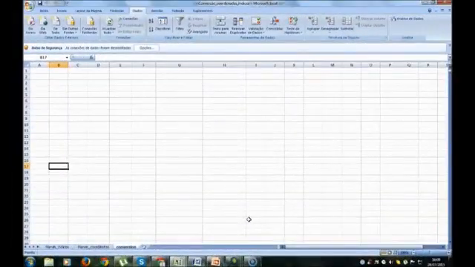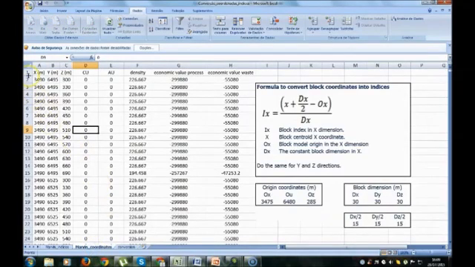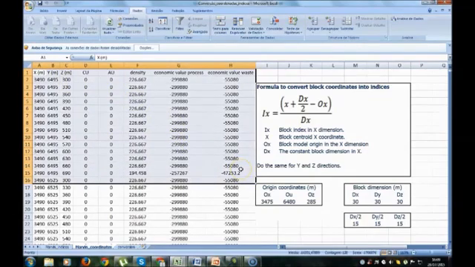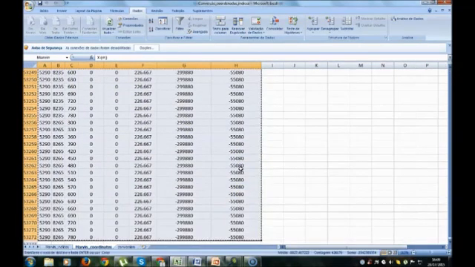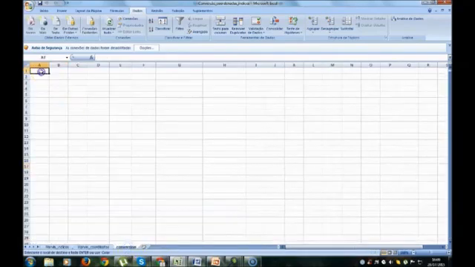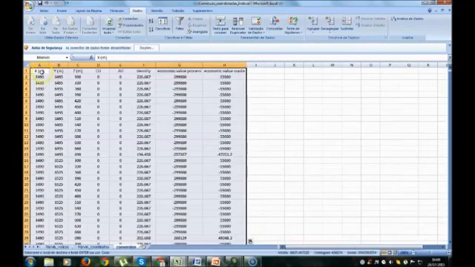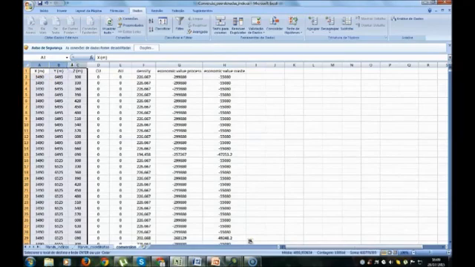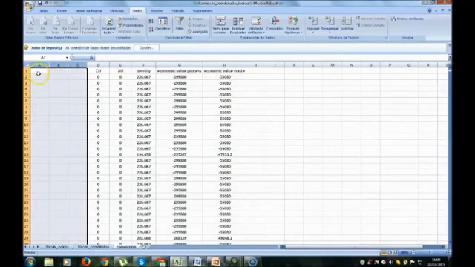So let's start with the calculation for the x direction. Open a new spreadsheet and copy all the model information about block coordinates. Then type the headers for indices and start the calculation of the first block.